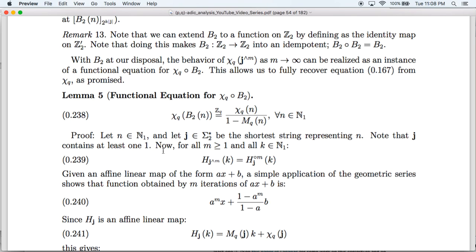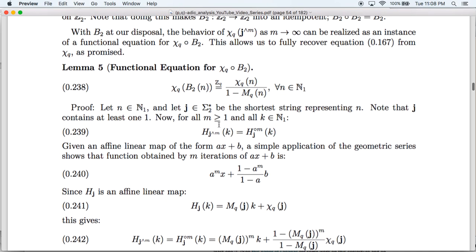So now, to prove this, let n be in N1, a positive integer, and let bold j be the shortest string representing n. Note that since n is greater than or equal to 1, bold j contains at least one 1. Now, for all m and n greater than or equal to 1, I don't know why I used two different notations here, but whatever, we have that applying h bold j to the wedge m to the k is the same thing as applying h bold j to k m times.